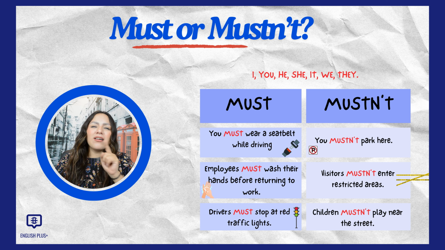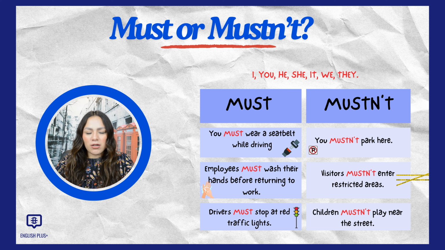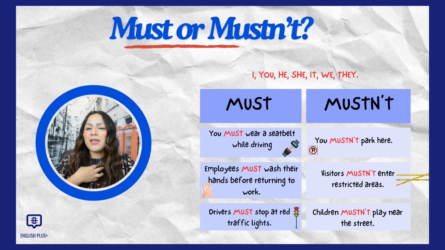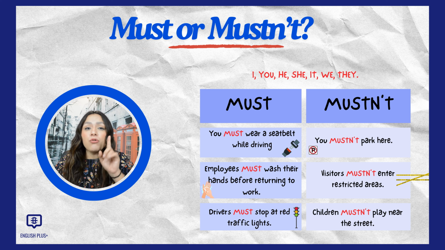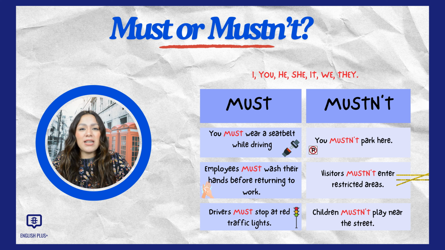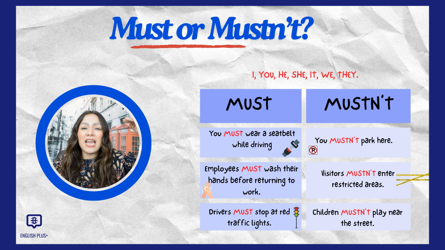So let's talk a little bit about the use of must. Must is also used to talk about obligations, but now the speaker thinks that it's necessary to do, or it's an instruction or a rule. Let's see the first example. You must wear a seatbelt while driving. If you pay attention, it's a strong obligation.